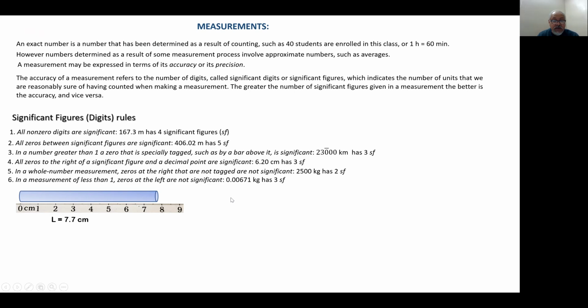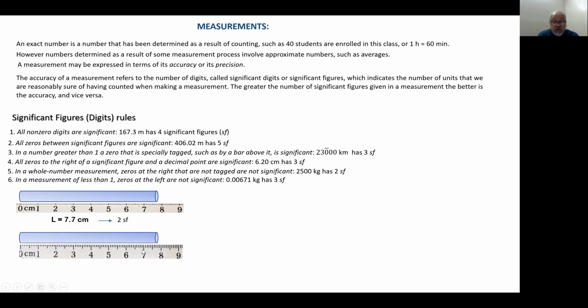The length for this object is 7.7 centimeters, and it has 2 significant figures. Let's again use the same object, but now let's change the device. In this case, we have a ruler with millimeters. So we increase the precision.